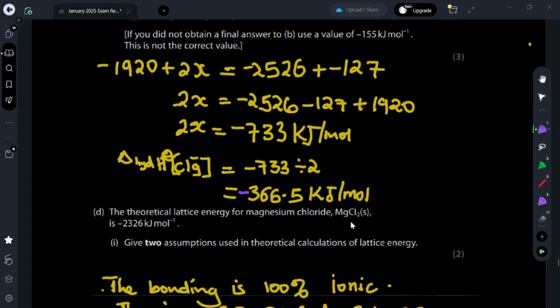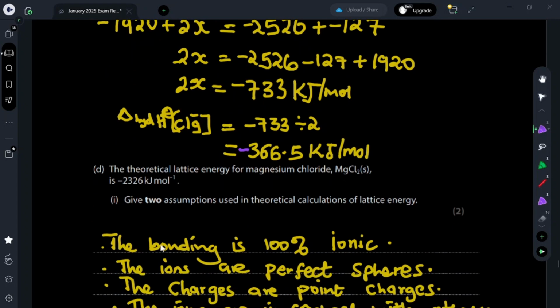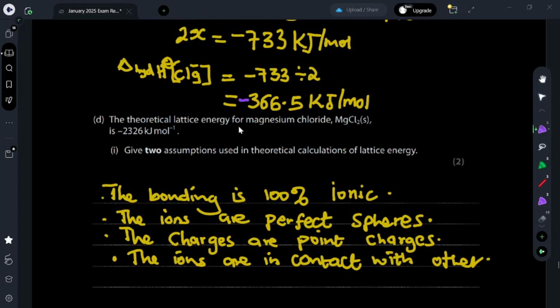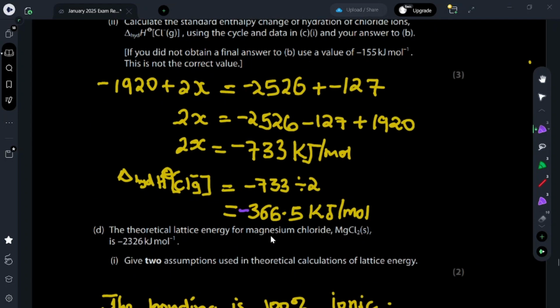So let's come to part D. The theoretical lattice energy from a Born-Haber cycle is negative 2,326 joules per mole. Give two assumptions used in the theoretical calculation of lattice energies. Theoretically, we have to assume that this compound is 100% ionic and the ions are perfect spheres, not covalent. The charges are point charges and the ions are in contact with each other. Theoretically, those are the examples.